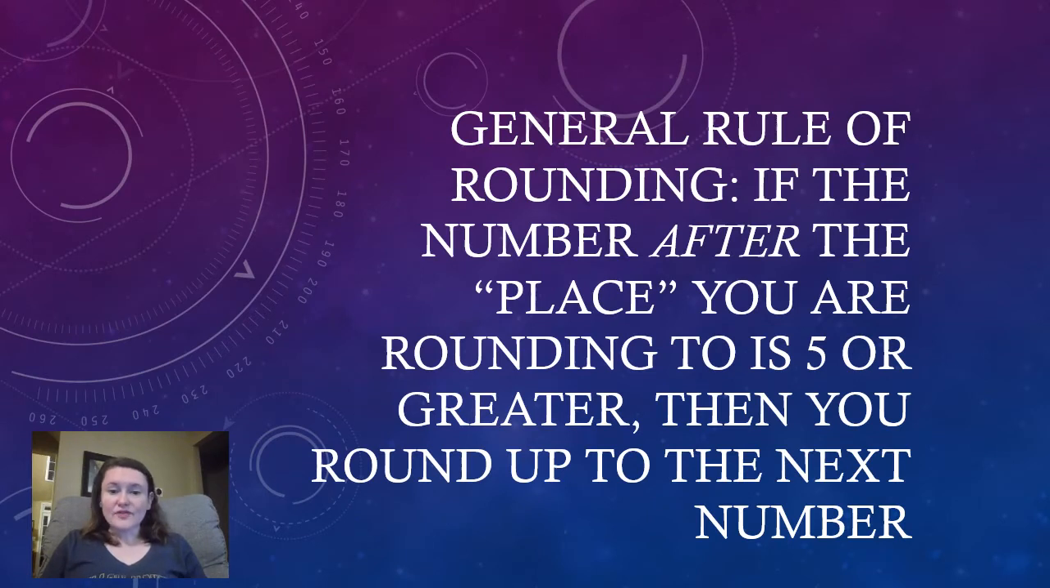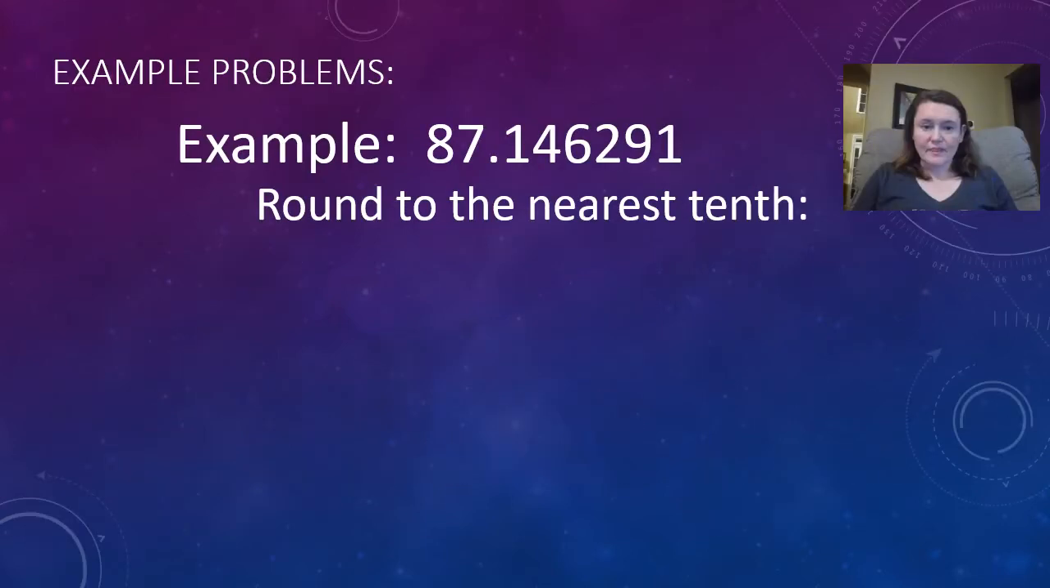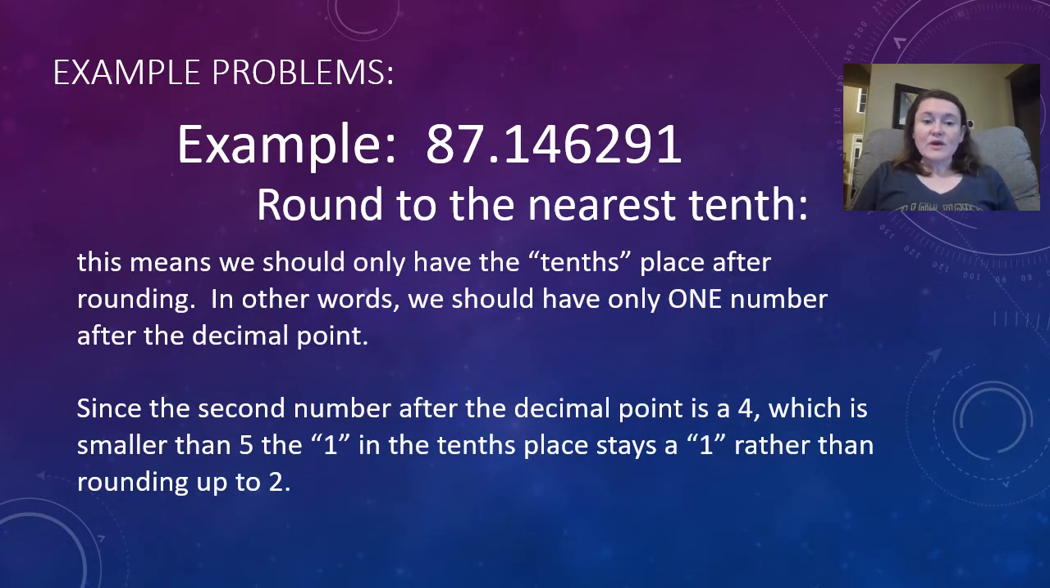The general rule of rounding is if the number after the place you are rounding to is 5 or greater, then you round up to the next number. So here's an example. If we have 87.146291, then we want to round it to the nearest tenth. That means we only want 1 decimal place to remain after we round. We want only the tenths place to still be there after we round.